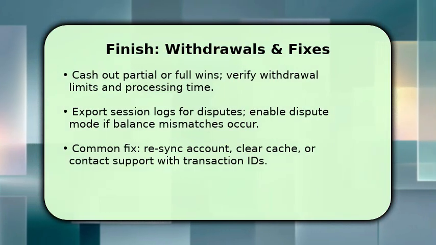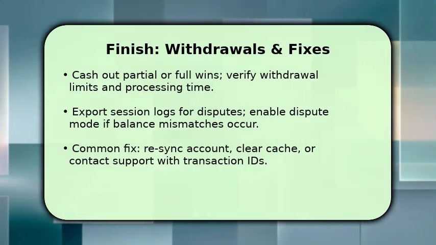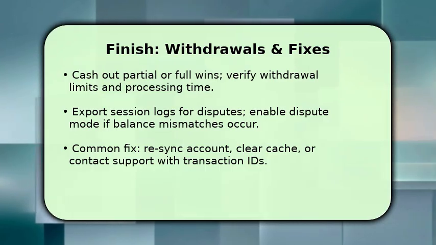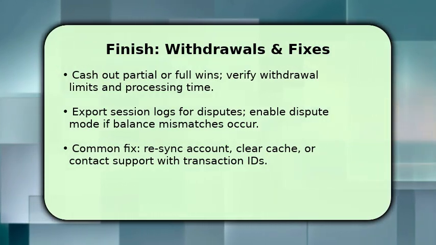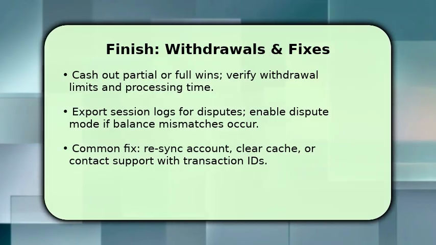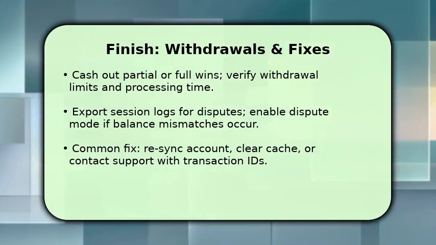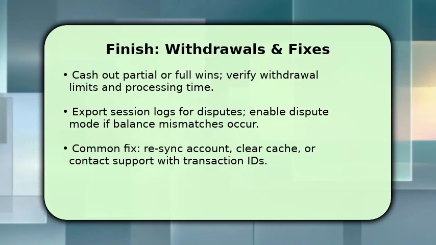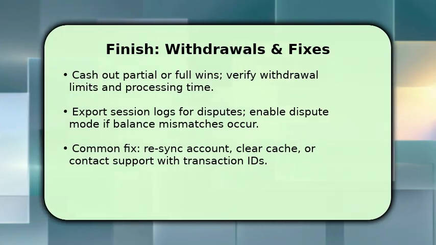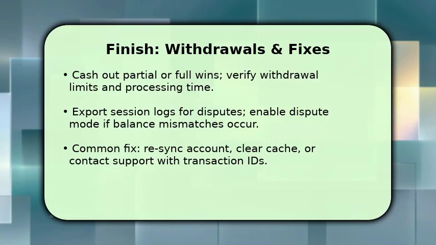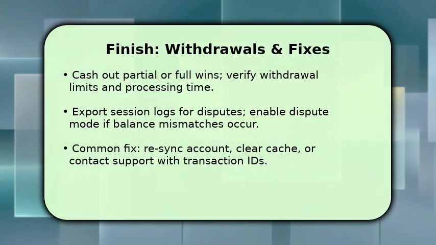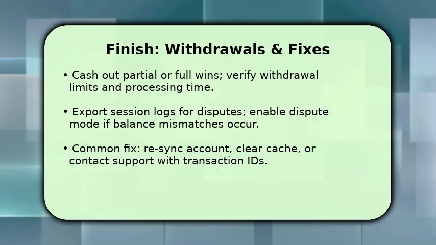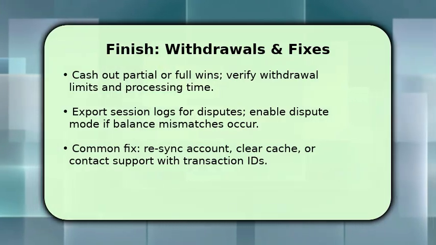You complete a session by cashing out partial or full wins, checking limits and processing times so you avoid pending holds. Once done, export your session logs if you need evidence for a dispute and enable dispute mode when balances mismatch. If something goes wrong, first resync the account and clear the app cache. If that fails, gather transaction ID and contact support. This final sequence closes the loop and ensures you can recover funds or correct errors quickly without losing progress.